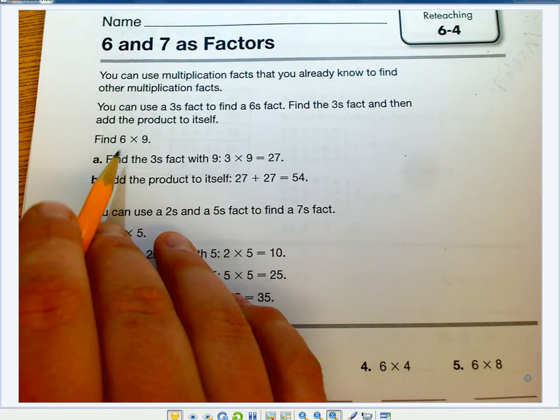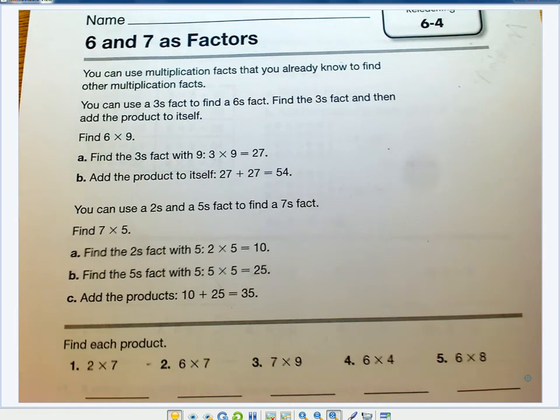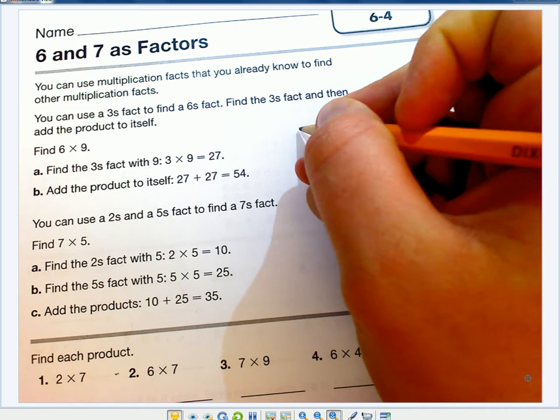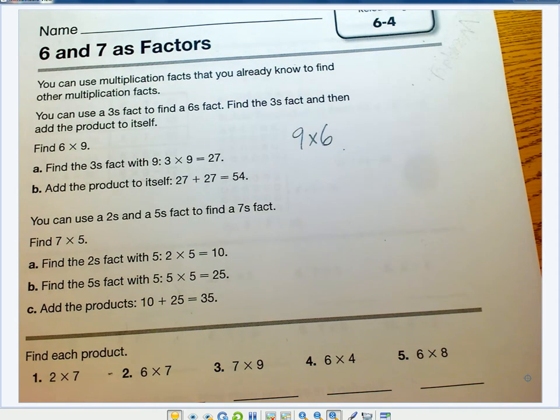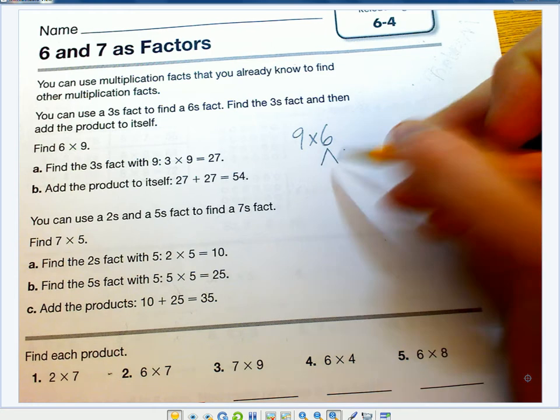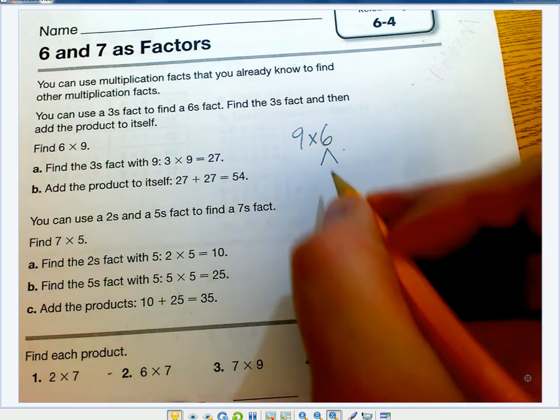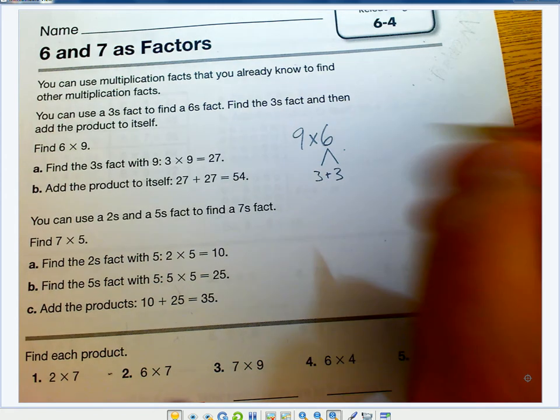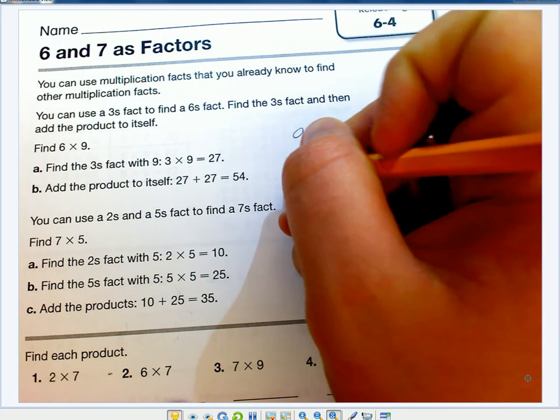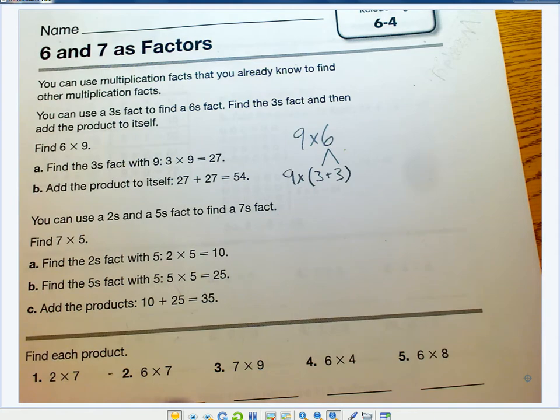So the first one here is 6 times 9, and it says to find the 3's facts. So I'm going to go ahead and copy that problem over here. You can see 9 times 6. And we've learned to split these numbers with the distributive property. And two numbers that add up to 6 that are really easy to work with are 3's. So we put the 3's out there. 9 times 3 plus 3.